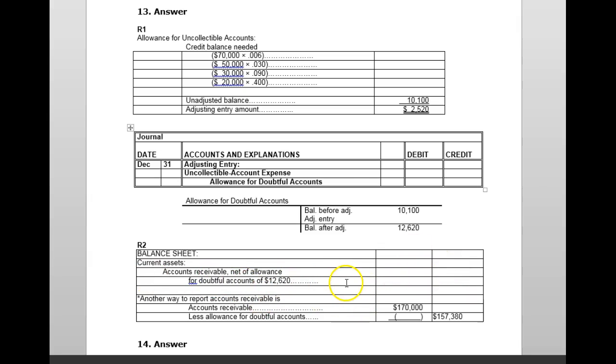So the net of the allowance is that 170 minus the 12,620, and that can be shown two ways on a balance sheet. It can be shown with just a notation about what the doubtful accounts is with the net over here, or this is the way I like to show it. Show the full accounts receivable minus the allowance, and it gives you the net over here. This is much cleaner, I think, as far as being transparent and helping your readers understand your statements.